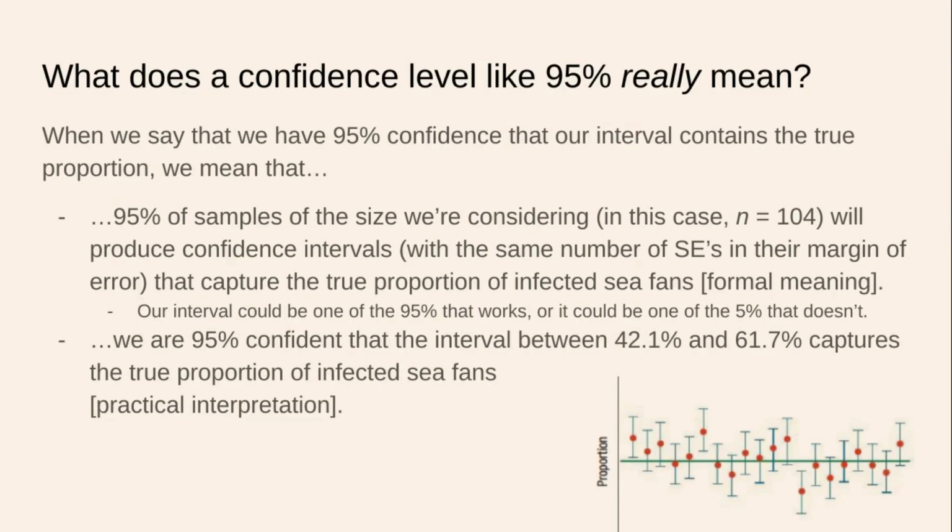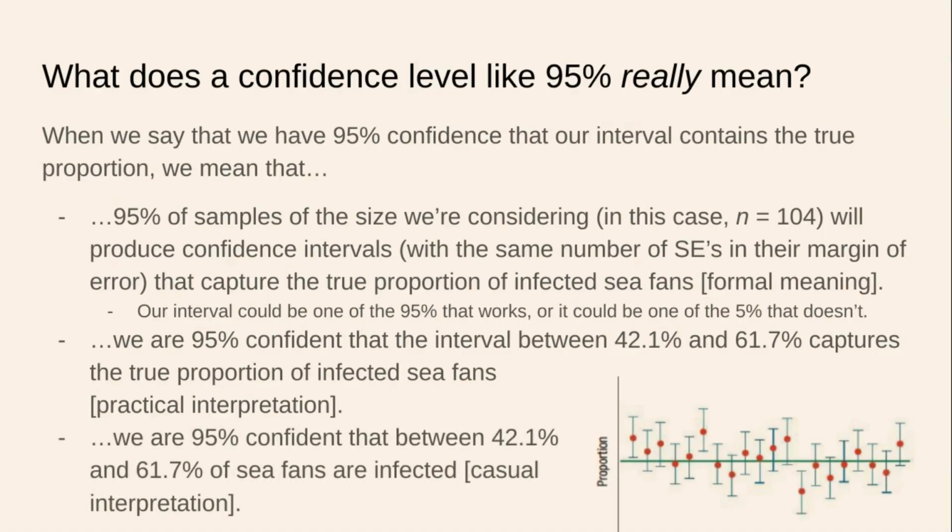There is a practical interpretation. We are 95% confident that the interval between 42.1% and 61.7% captures the true proportion of infected C fans. Okay? So that is a practical understanding of what a confidence interval does. And admittedly, that makes a bit more sense. That's why people refer to it as a practical understanding of a confidence interval. Now, when we talk about confidence intervals, it is totally acceptable to say this. We are 95% confident that between 42.1% and 61.7% of C fans are infected.